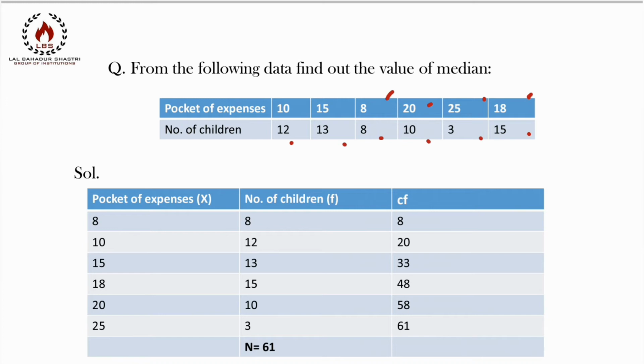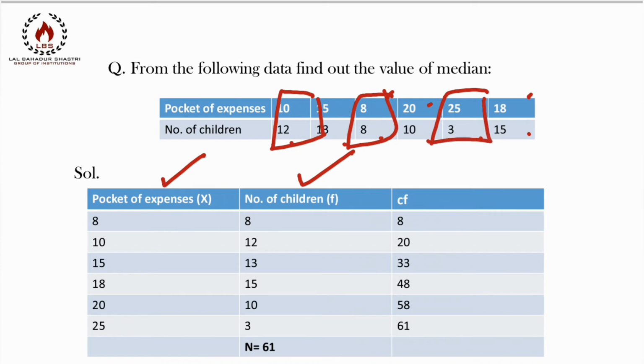So draw the table. Pocket expenses x, arrange it in ascending order. Number of children, the frequency: don't arrange it separately. It goes with its particular observation, like 10 goes with 12, 8 with 8, 25 with 3. So observations and frequencies have to be taken together as pairs.